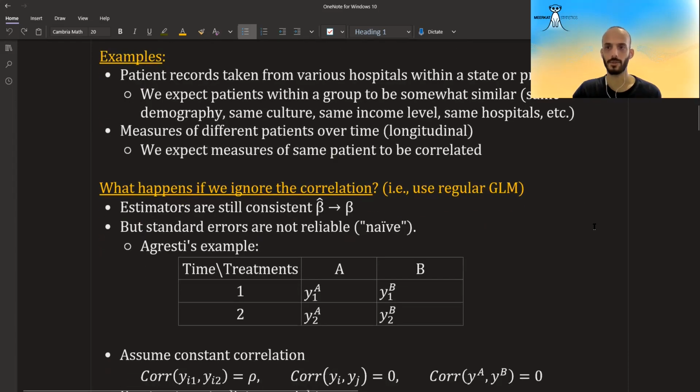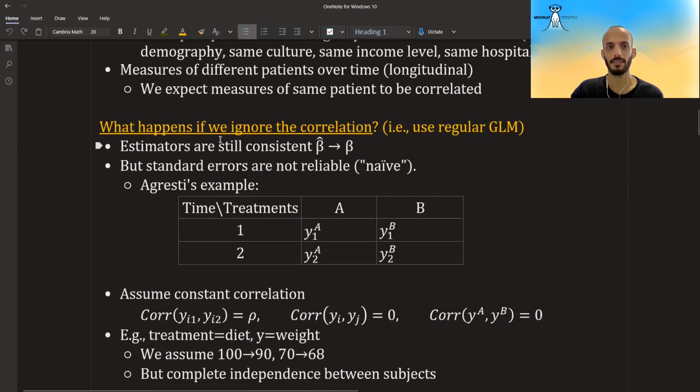What happens if we ignore the correlation? What if we say, I don't care about it, let's just use regular GLMs? So the estimators are still consistent. The estimators that we will get, as the number of observations increases, will still go to beta.